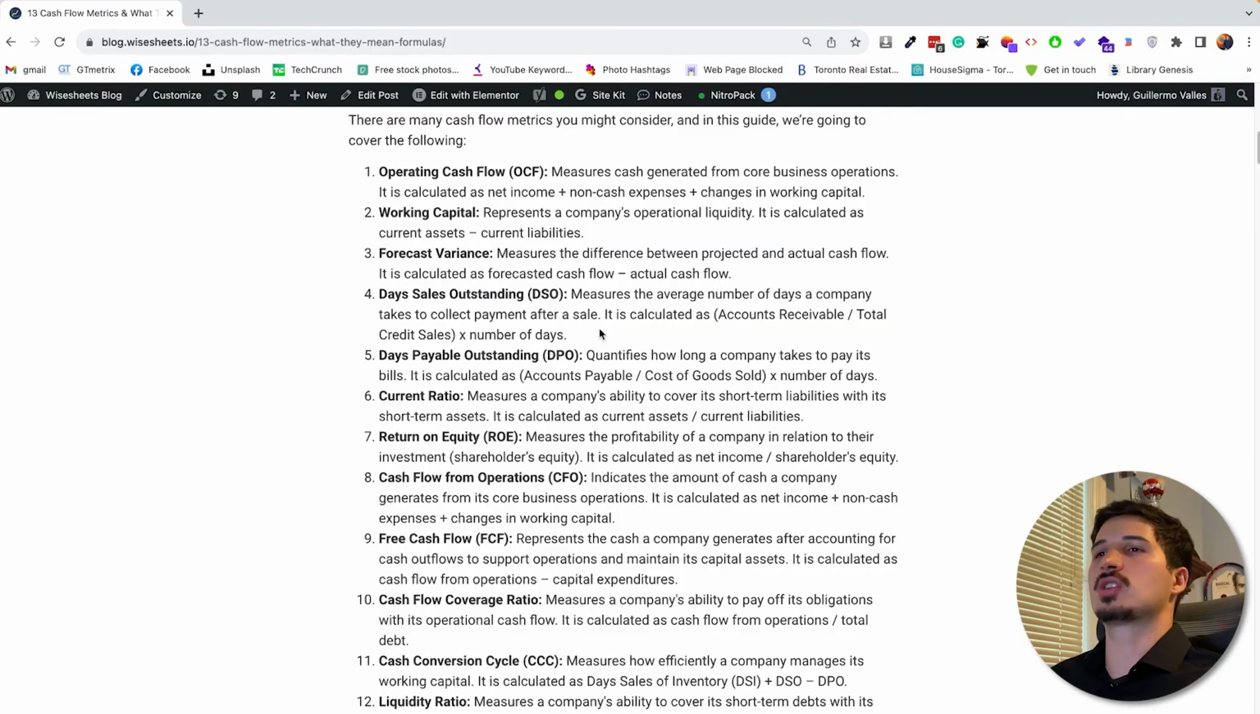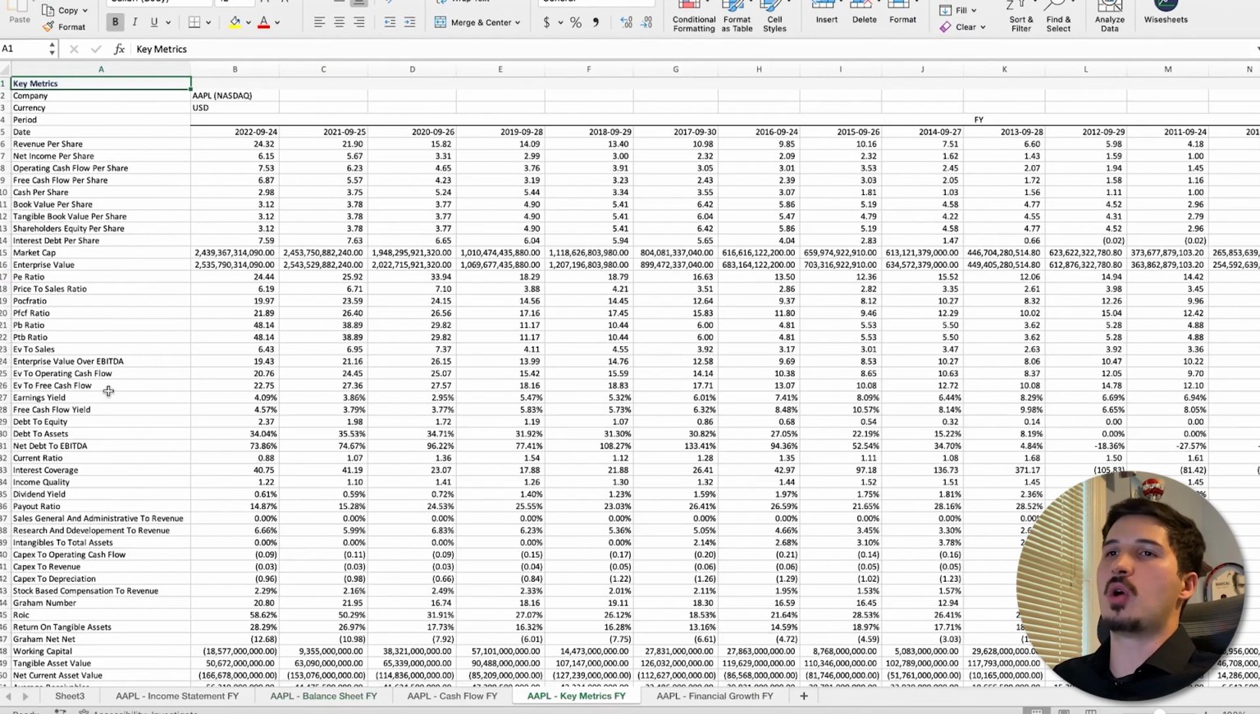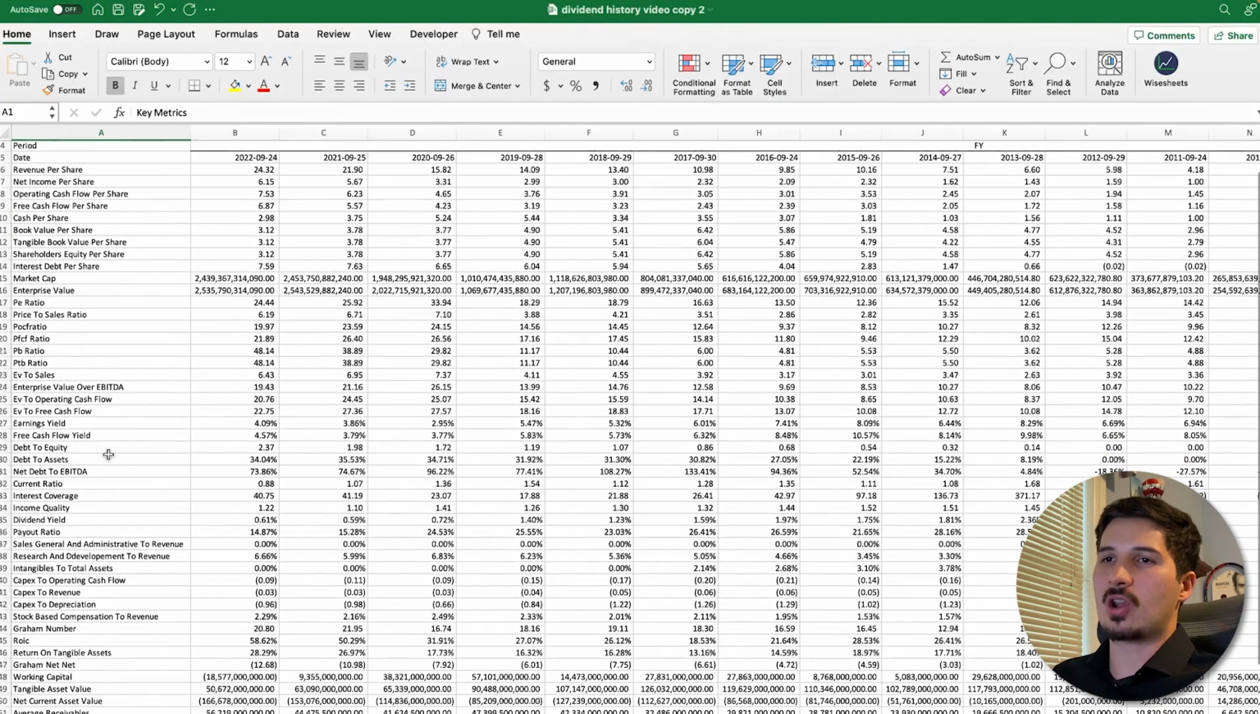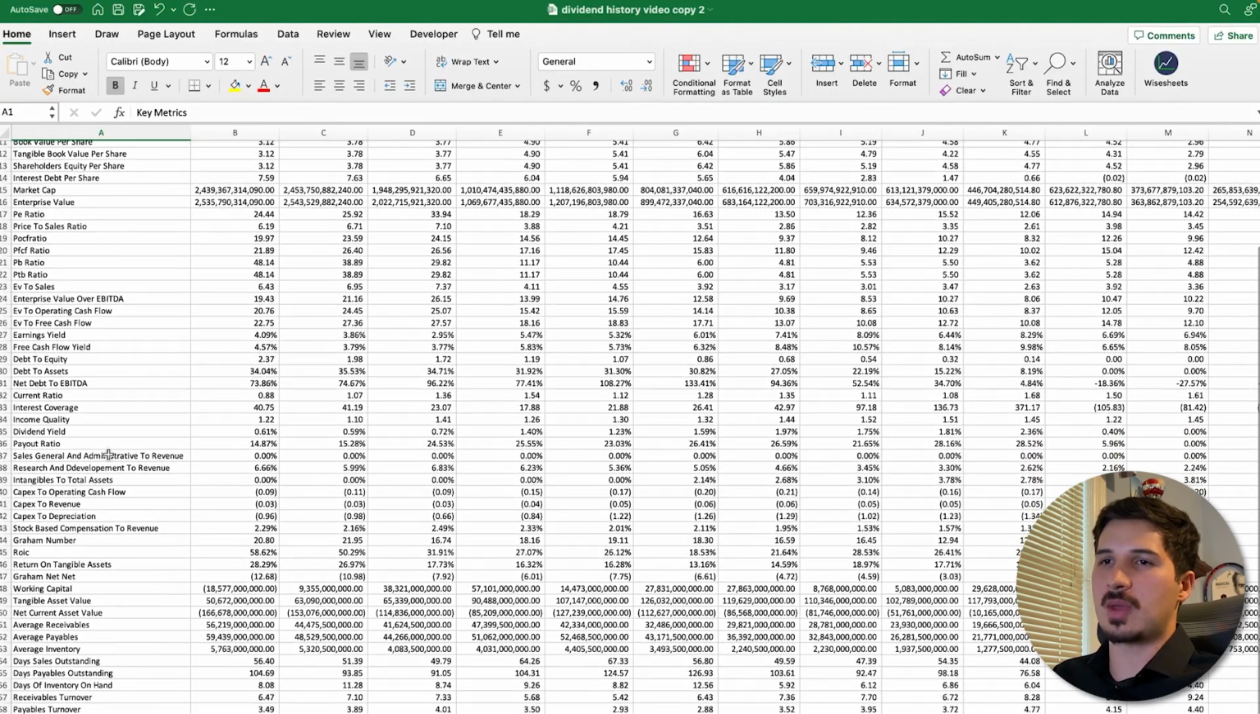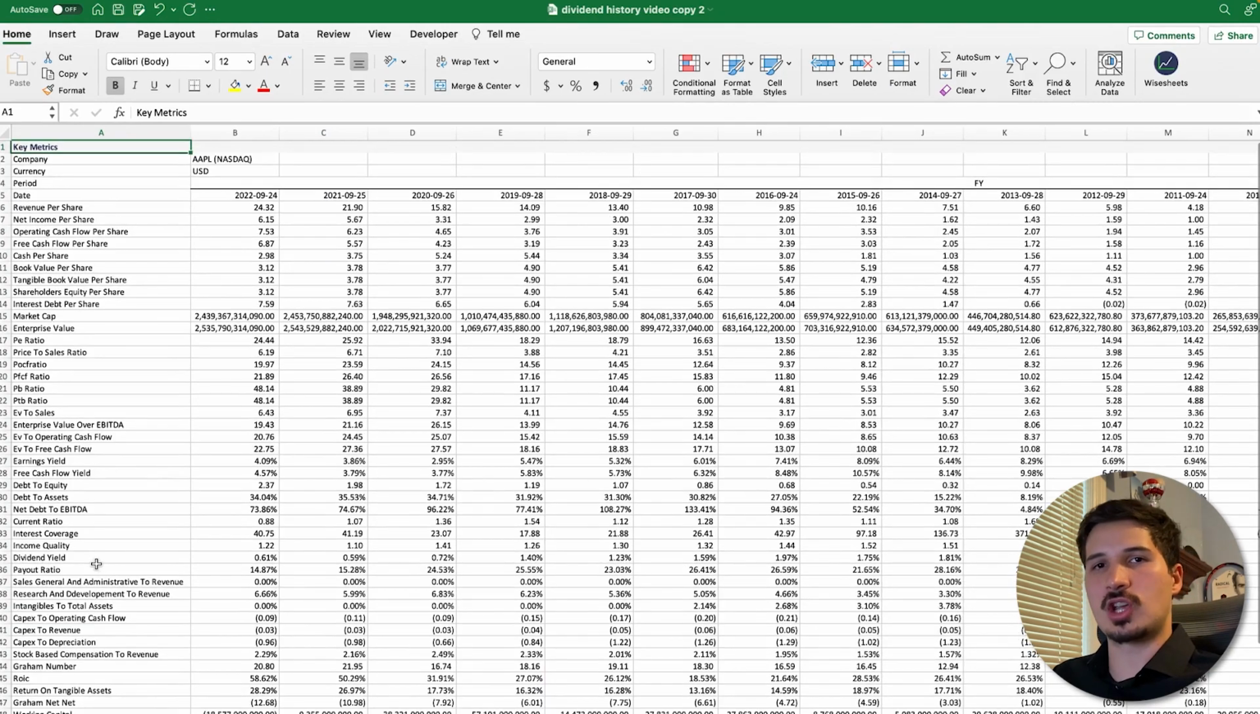The next two metrics are very similar, so days of sales outstanding and days of payable outstanding. This one measures the average number of days that a company takes to collect a payment after the sale is made, and you can see how this is calculated right here. And this one is very similar, except this quantifies how long it takes for a company to pay its bills. You can find both of these metrics right here along with a whole bunch of other different metrics. So I highly recommend that you check this out as well.